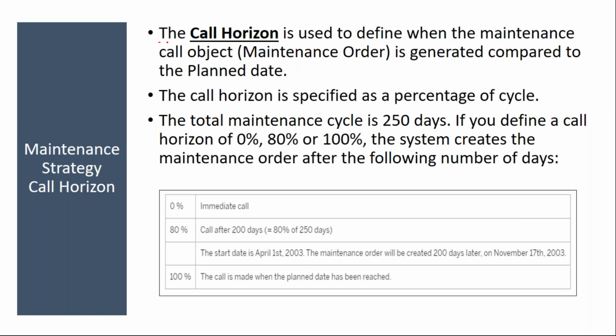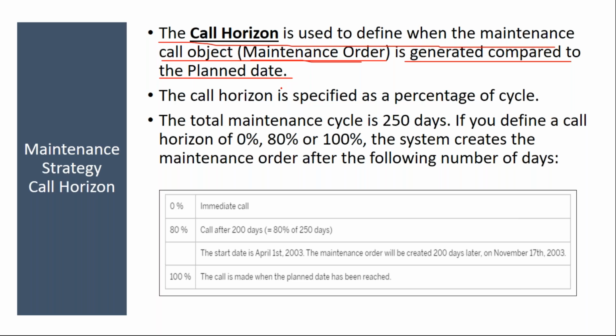The call origin is used to define when the maintenance call object is generated compared to the planned date. That is, when the maintenance order has to be generated. Suppose you have to do preventive maintenance on a particular day. On the same date, the order got generated. Then the planner will complain: you are generating the order on the same date, I don't have time to plan my activities. You need to give me 2-3 days to plan my activities. That means the order has to be generated 2-3 days in advance.